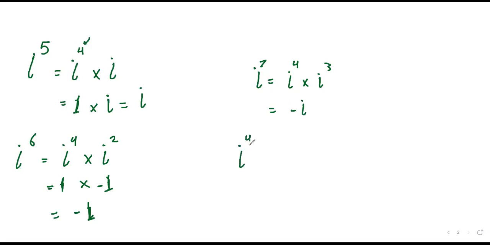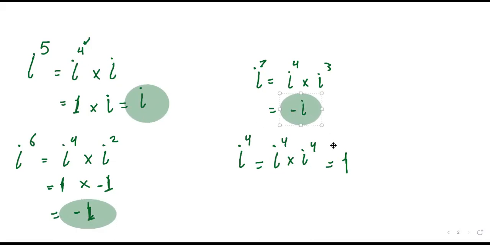What about i raised to the power of 8? It's i to the power of 4 times i to the power of 4, which is 1 times 1 equals 1. So all the solutions we have got are i, -1, -i, and 1 in order. So if I ask you about i to the power of 8, again, i to the power of 8 is 1.